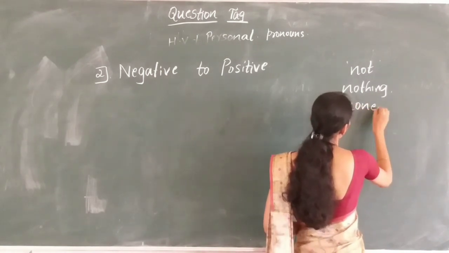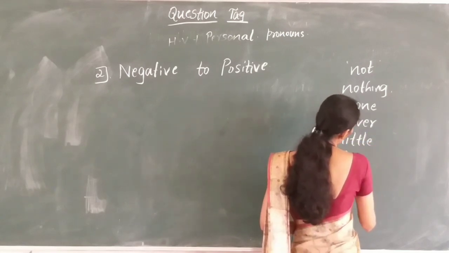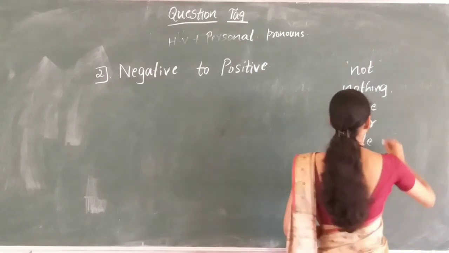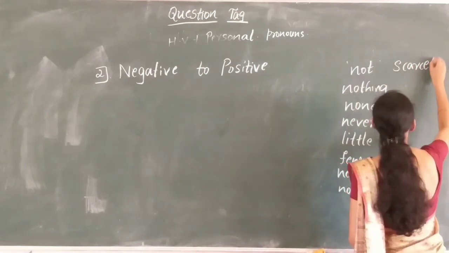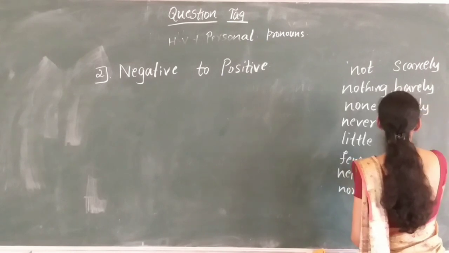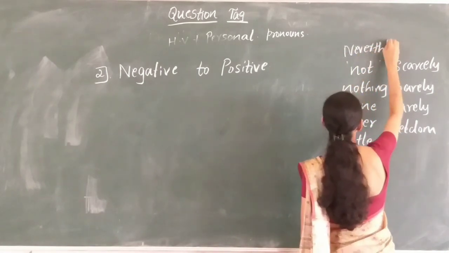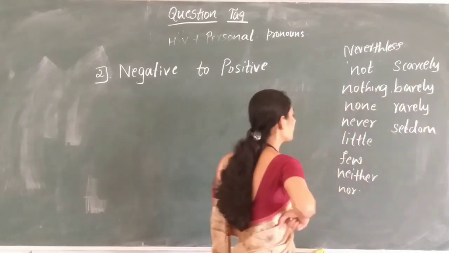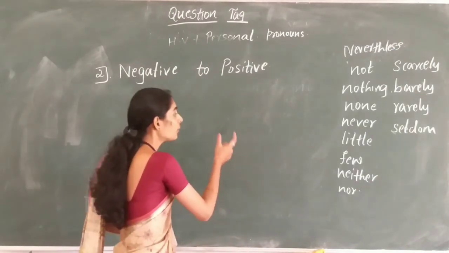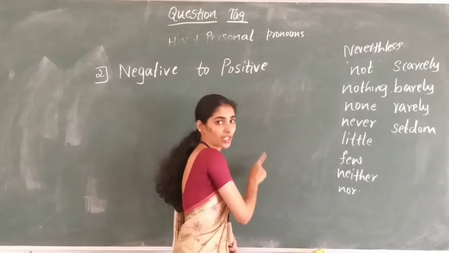and then none, never, little, few, neither, nor, scarcely, barely, rarely, seldom, nevertheless. So you have to remember all these words. These words make the statement or the sentence negative. So when you find these words in a sentence, then the tag must be positive. You have to remember that.